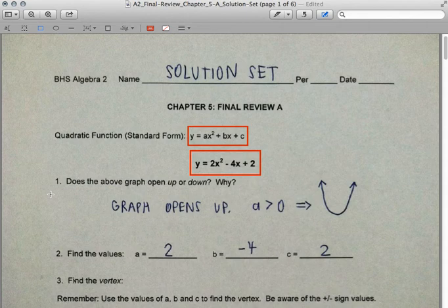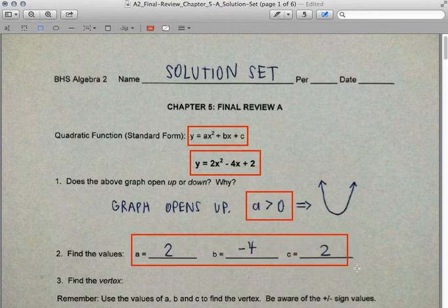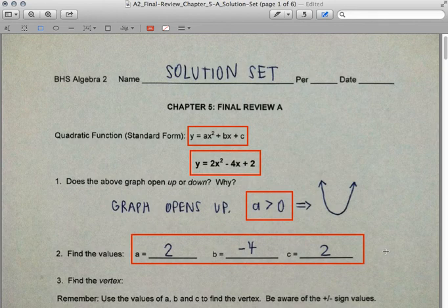And we can see here that the graph is going to open upward because we have learned that the pattern is that if our a value is positive, if our a value is greater than 0, then that will produce a parabola that opens upward. And we can see here that our a value is 2, so that means our graph will open up. And also our b value is -4 and our c value is +2 as well. Those values will come into play as we learn more things about the quadratic function.